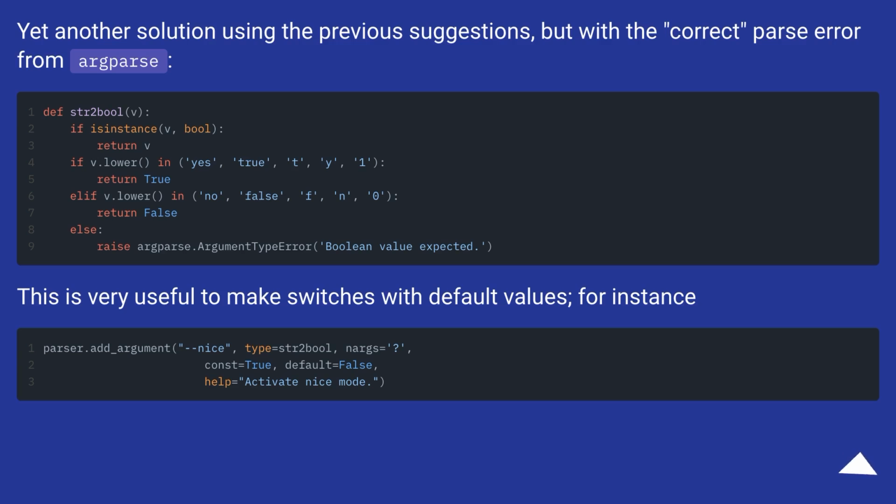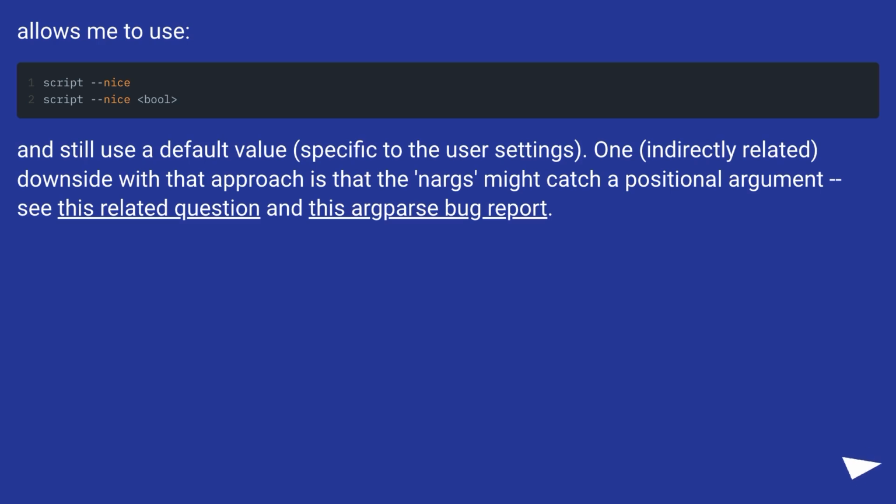This is very useful to make switches with default values, for instance. Allows me to use and still use a default value, specific to the user settings. Indirectly related. Downside with that approach is that the nargs might catch a positional argument. See this related question and this argparse bug report.